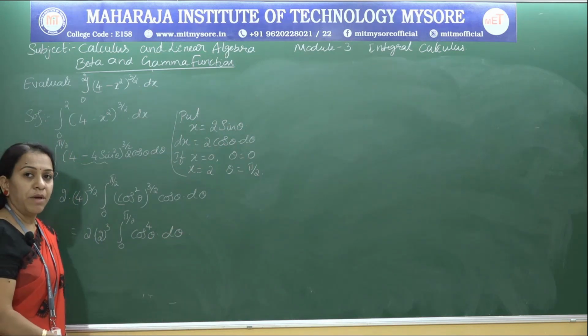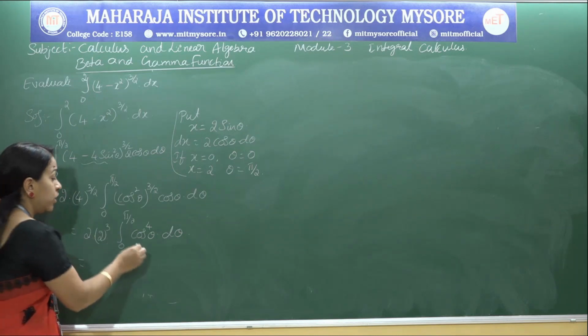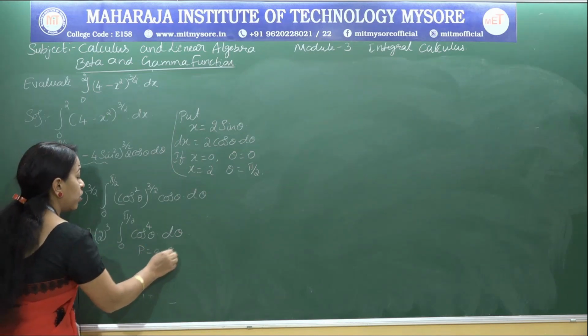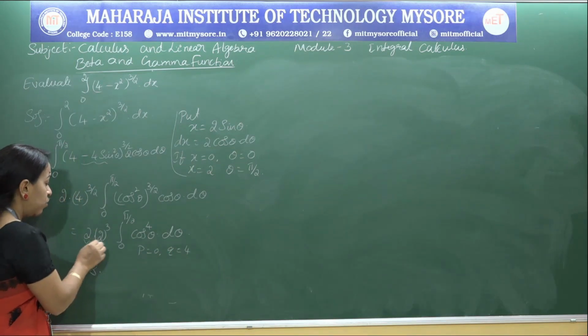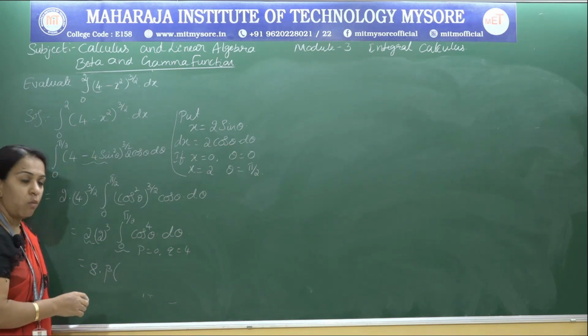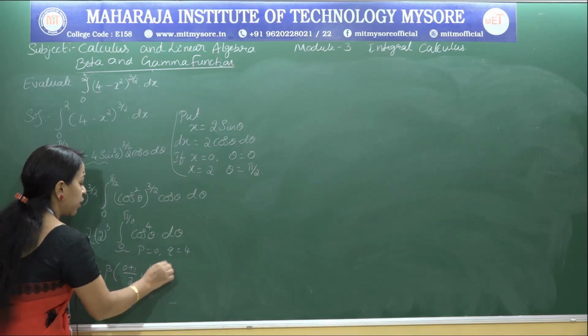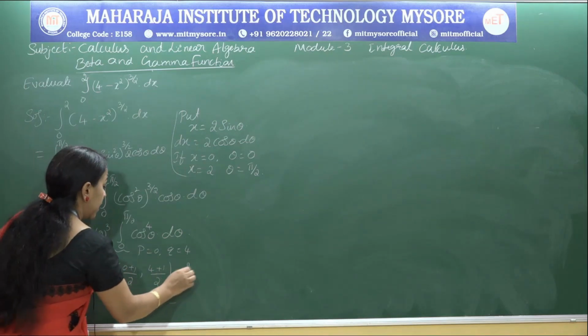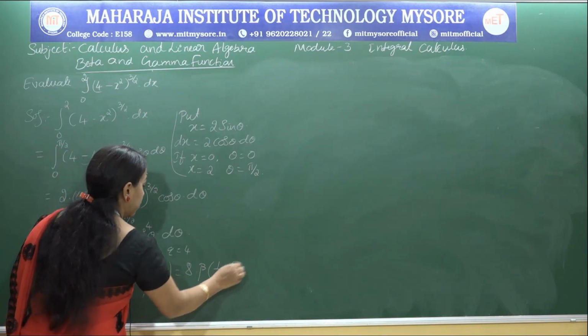Now I can compare with the standard formula. I keep this 2 cube as it is, so here p is equal to 0 and q equal to 4. So 2 cube is 8, and 2 times of these will be beta of (p plus 1) by 2, that is 0 plus 1 by 2, comma (q plus 1) by 2, which is nothing but 8 times beta of 1 by 2 comma 5 by 2.